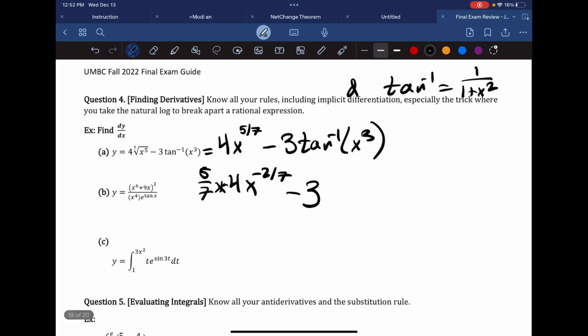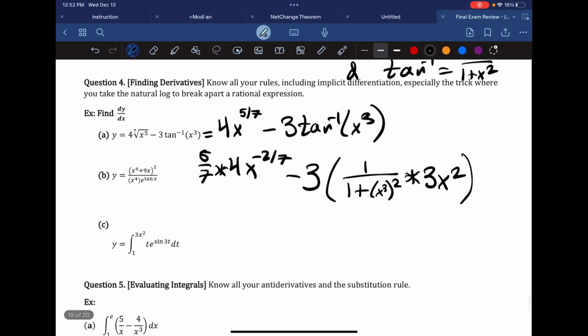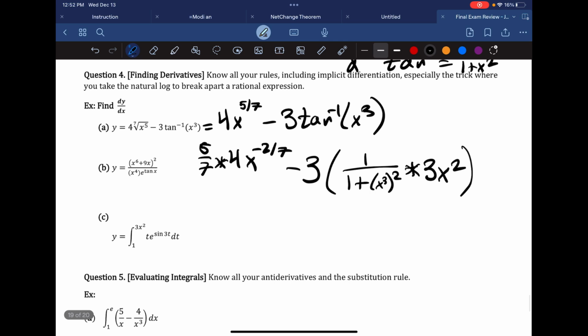So that would be 1 over 1 plus x cubed squared, right? Because we have to still think about this inside. That gets plugged in for this x. And then this is also a chain rule, so we have to multiply by the derivative of x cubed, which is 3x squared. So now we can simplify this a little bit.